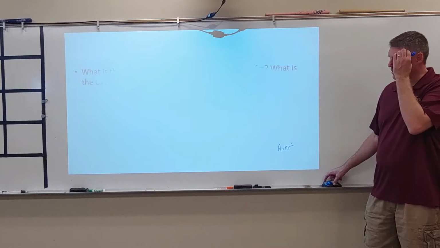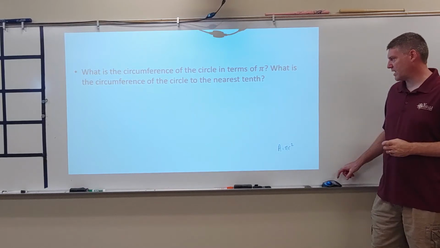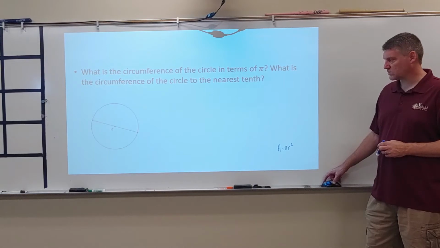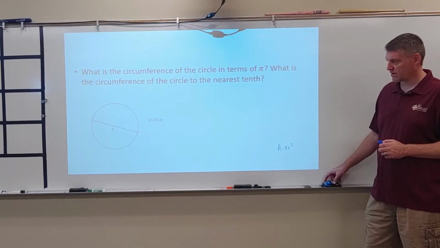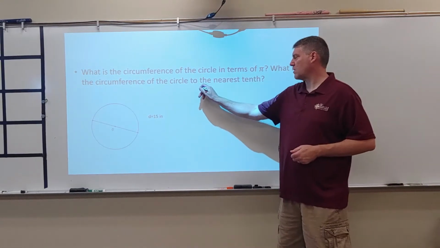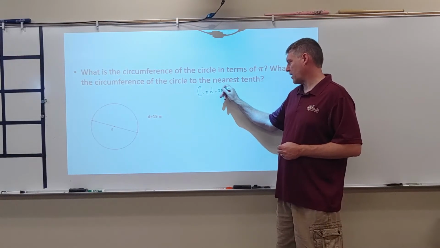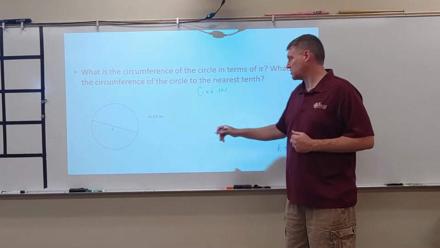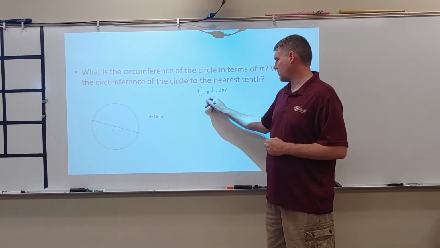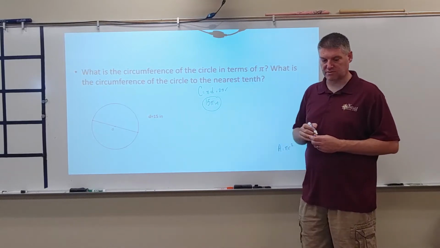Let's look here. Okay, what is the circumference of the circle in terms of pi? What is the circumference of the circle to the nearest tenth? Okay, so here's my circle here. My diameter is 15 inches. So if you remember, my circumference is pi times diameter, or 2 pi r. Well, I already have the diameter, so I can just use that. So it says, what is the circumference in terms of pi? So I'm going to go 15 pi inches. There's my first part. So that tells me in terms of pi.